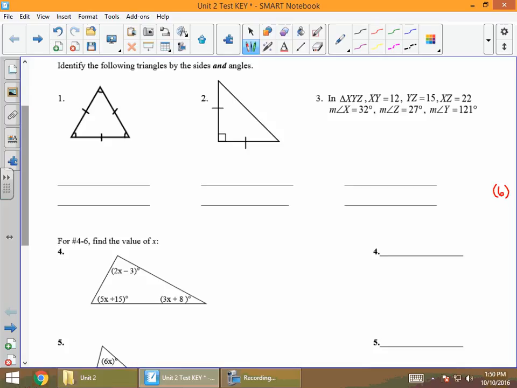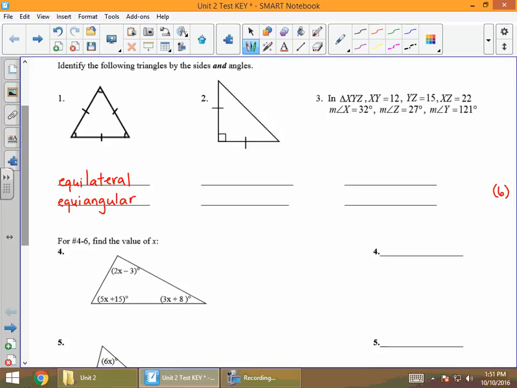So let's name these. Number 1, first by its sides. All 3 sides are the same, so we call that equilateral. And then as I look at the angles, all of them are the same, so it is equiangular. Now again, I did accept acute because technically they are all acute, they're all 60 degrees, but without them telling you those, you should not really put acute. You should put equiangular because it shows you that all of the angles are in fact the same.